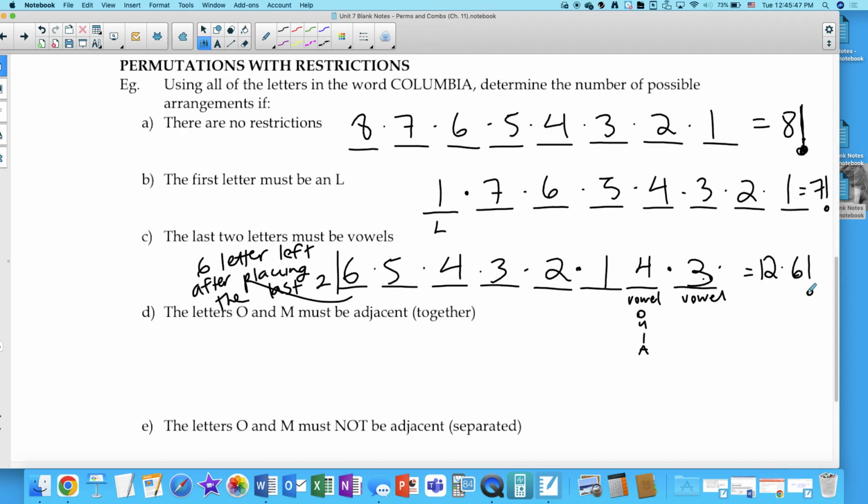Okay, what if the letters O and M have to be together? What if they have to be together? Yes. You have to account for every place that they can be. That's the thing, right? They have to be together, but they can be anywhere in the line.